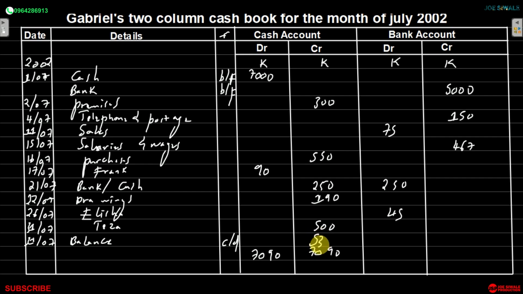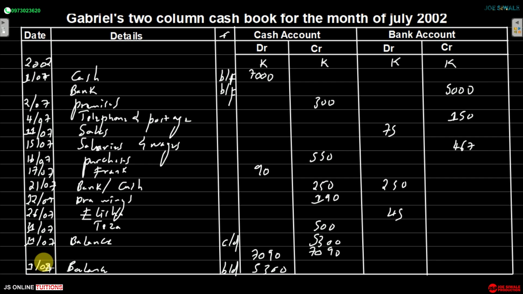So the answer there is going to be 5300. So here we can say our balance carried down is going to be 5300 on the debit side, and this will be in the next month. So the first day of the next month, which is 1st of August. Then we'll go to the bank account.